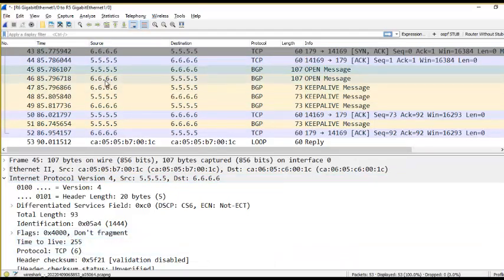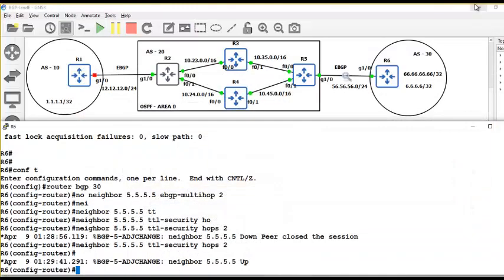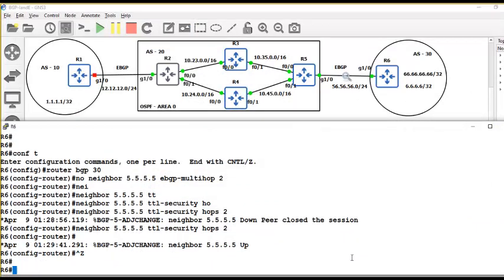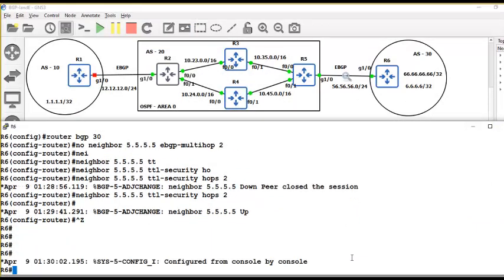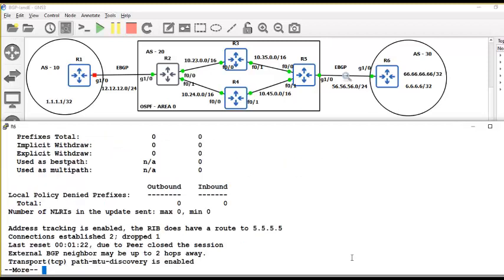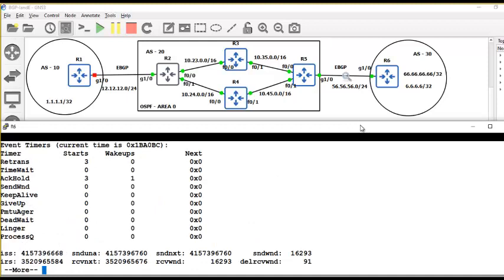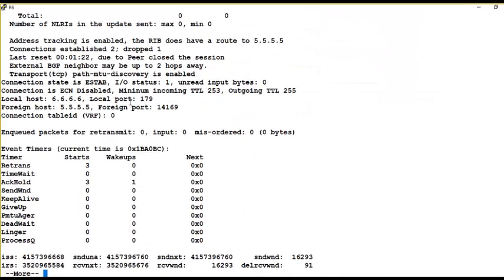Why? I don't want to care about outgoing anymore. How many hops my packet goes, that doesn't matter. Is the neighbor really connected to me? I want to check. Is he less than 2 hops away? I want to check. Show IP BGP neighbor. If you see now, this is going to focus only on the incoming.